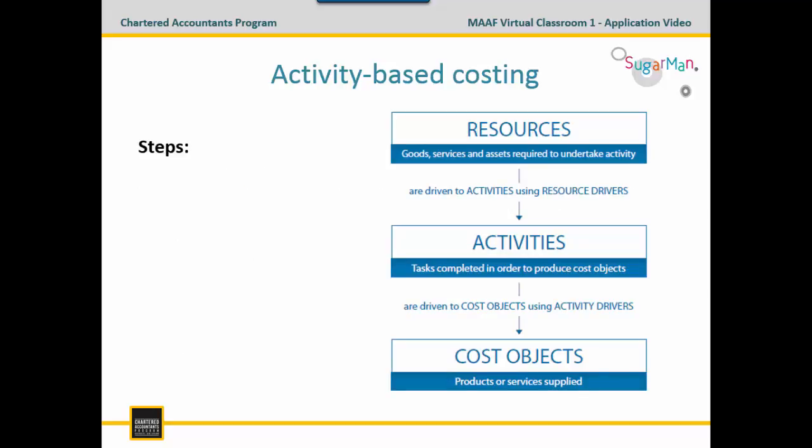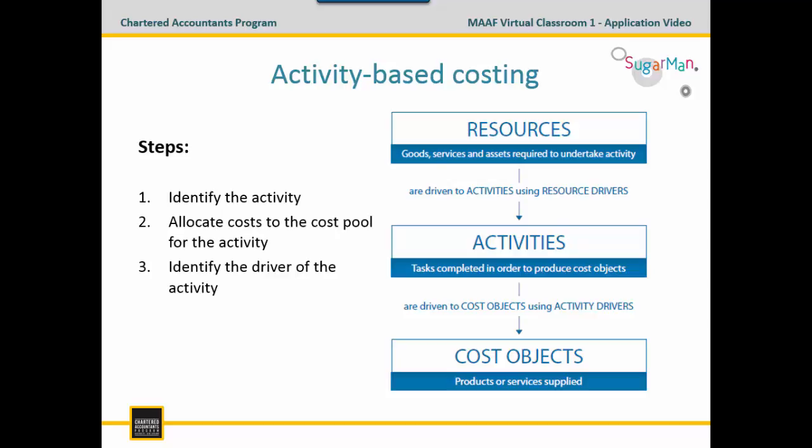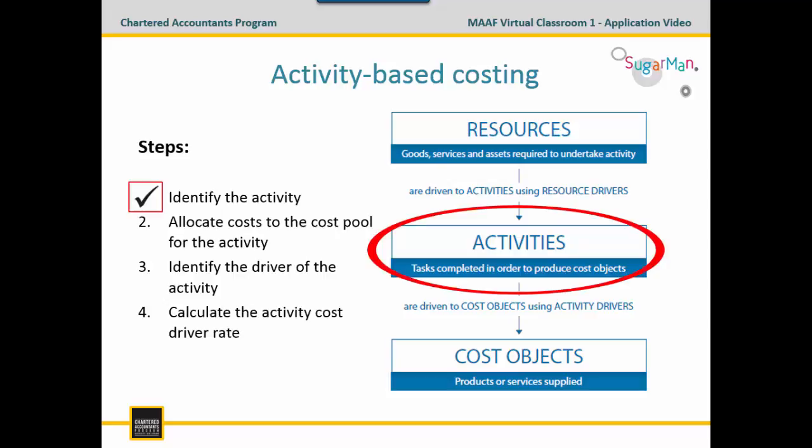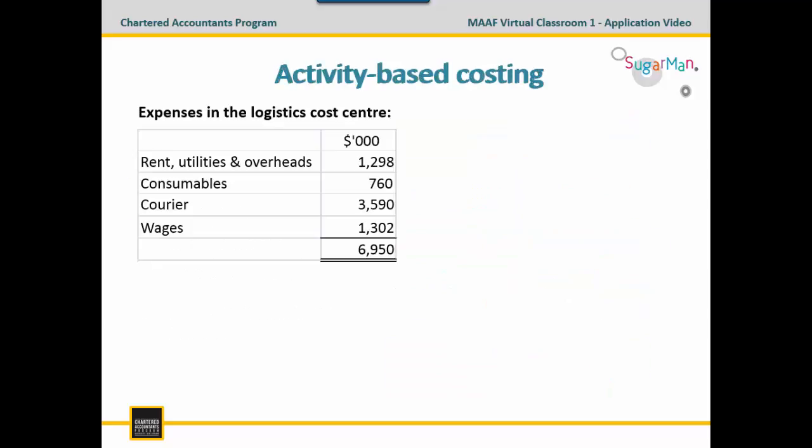These are the steps that I would go through with activity-based costing. Identify the activity, allocate costs to the cost pool for that activity, identify the driver of the activity, calculate the activity cost driver rate. We have already identified the 2 activities that apply, i.e. warehousing and transportation, so now we need to work through the rest. The next step is to allocate the logistics cost pool of 6.95 million to each of the 2 cost pools. The information needed for this is included in the background information document.